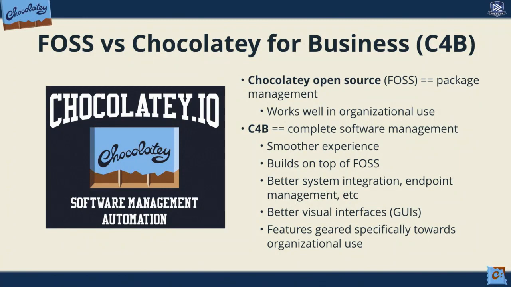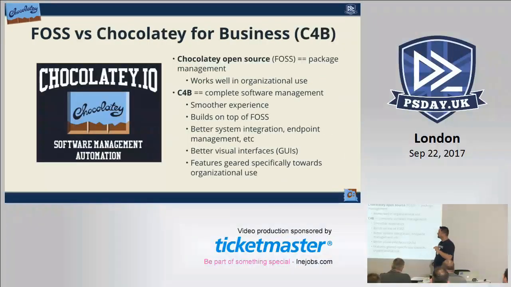And so the first question a lot of people have is, what's the difference between open source and Chocolatey for Business, right? So we call that C for B. Chocolatey's open source version, it works really well in organizations, but it is very strictly about just package management. When it comes to Chocolatey for Business, it's a much smoother experience out of the box. Right? So it does better things with system integration. We're adding endpoint management. We're really not going to talk about a lot of that today. We did that at WinOps, and so we're going to focus more on some of the DSC stuff. But we'll touch a couple of things here.